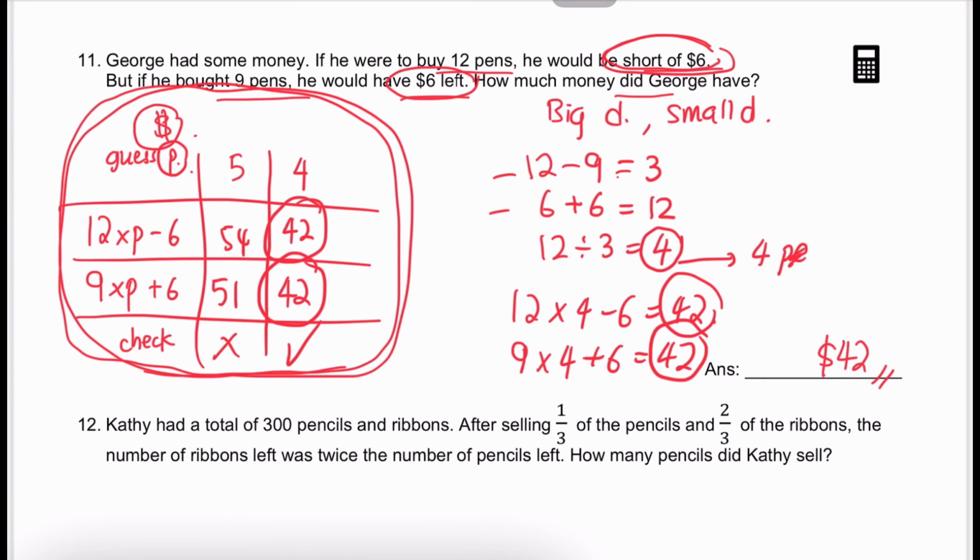Okay, to reiterate what I've gone through just now, I made an error here, guessing the amount. So you're guessing P, the cost of one pen. So we're assuming that $5 is the cost of one pen, and the next one, $4 is the cost of one pen, and we substitute inside. That's what I meant by guessing P. Okay, this is to clarify.